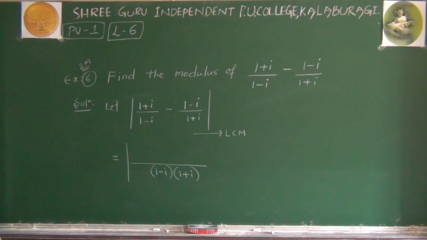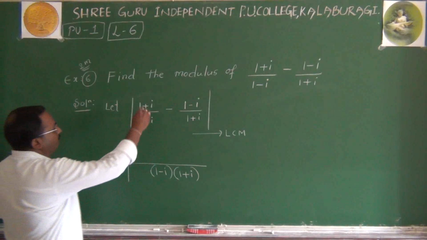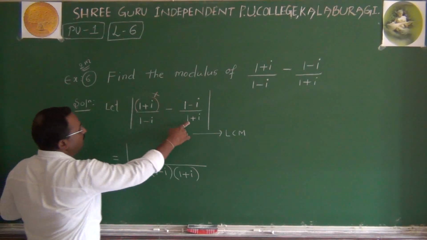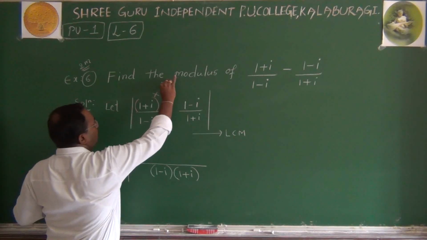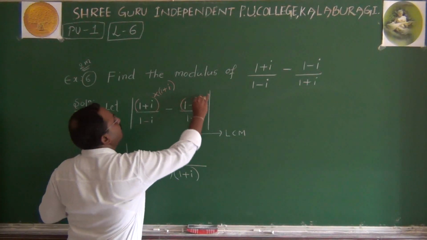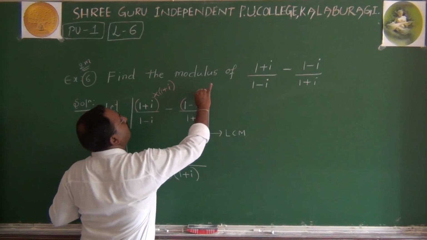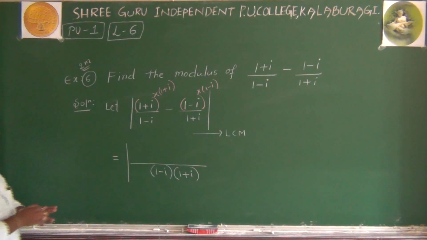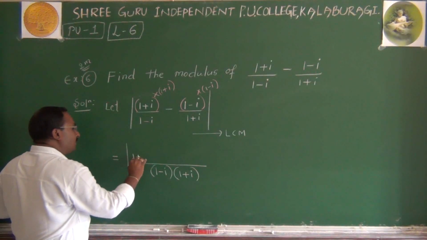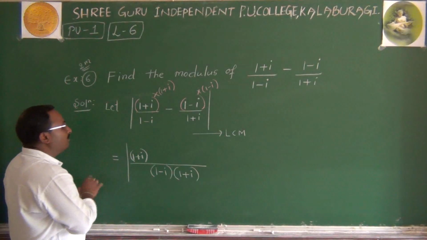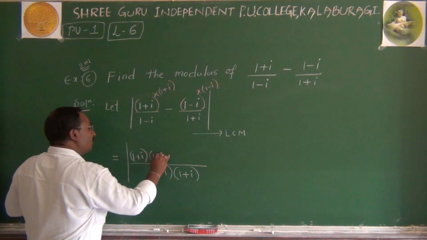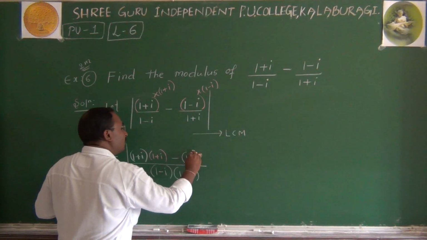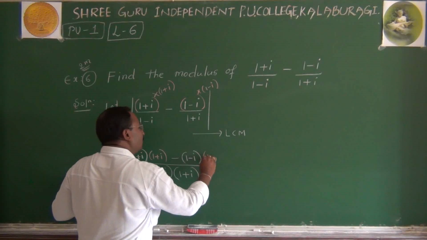Next, in the LCM, this place is absent for 1 plus i, and this place is absent for 1 minus i. So we get (1 plus i) into (1 plus i), minus (1 minus i) into (1 minus i), all inside the modulus.